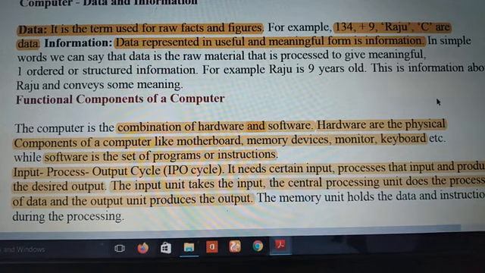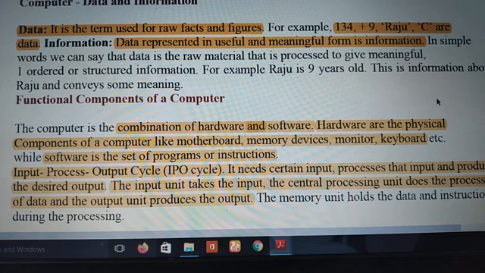Now students, today we discuss data and information. Data comes from datum. The datum is the word from which data is generated. Data is the term used for raw facts and figures. Raw facts and figures, for example 115, 116, any number, any language, C language, any name, Ram, Shyam, Raju, anything.